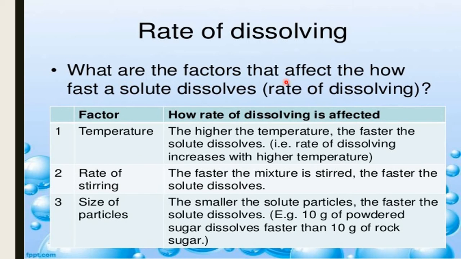So what are the factors that affect how fast a solid dissolves? Temperature: how is the rate of dissolving affected? The higher the temperature, the faster the solid dissolves. For example, the rate of dissolving increases with higher temperature.